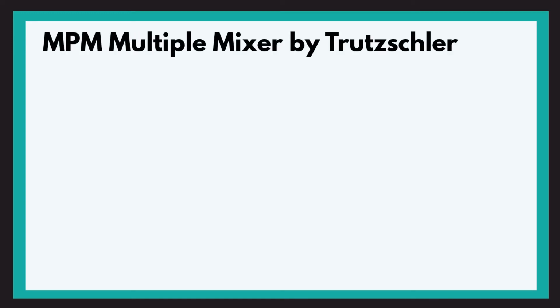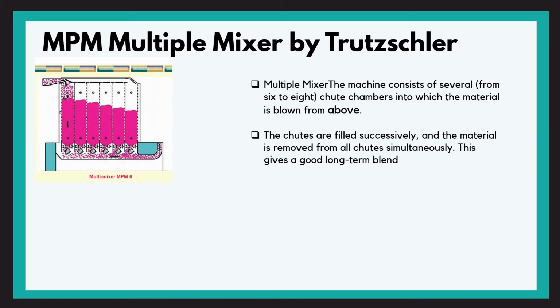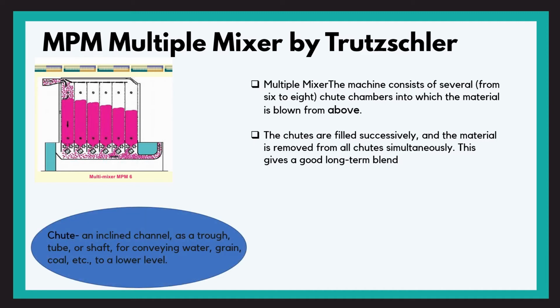Now MPM, multiple mixture by Truchla. This machine consists of around 6 to 8 chute chambers into which the material is blown from above. So first, let us make sure that we know what a chute is, right? So what is a chute? A chute is an inclined channel, tube, shaft. It has the main aim of conveying water, grain, coal, anything to a lower level.